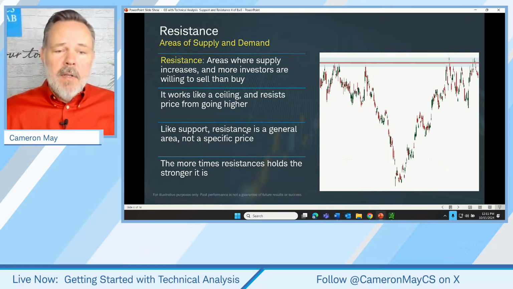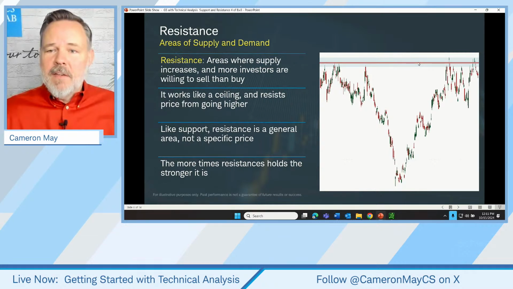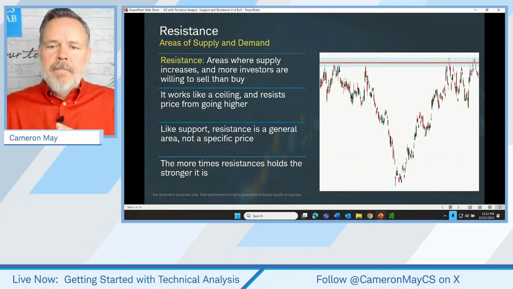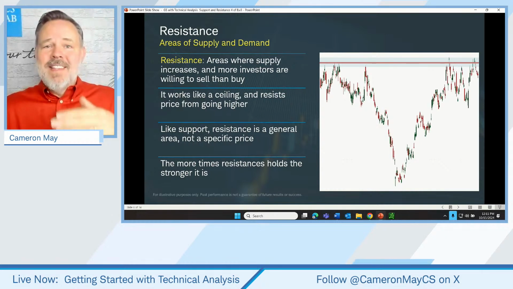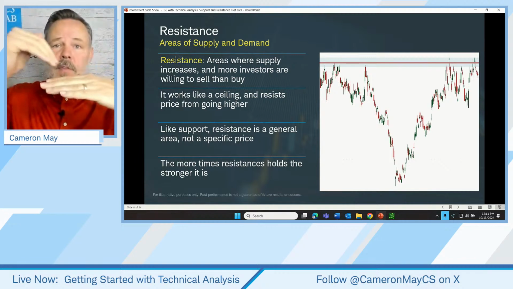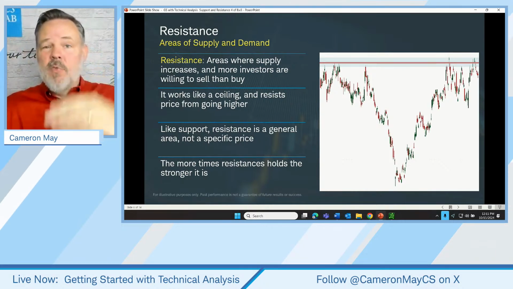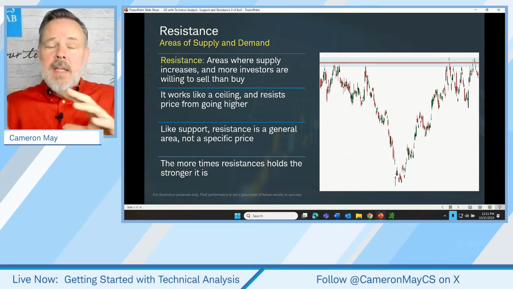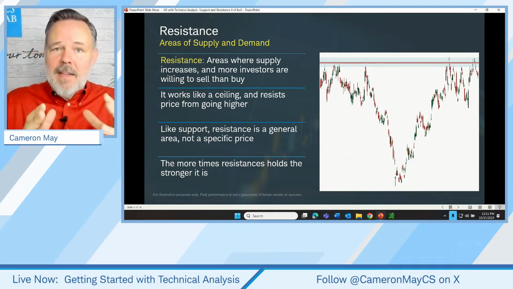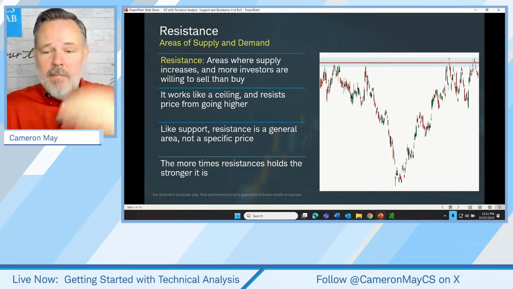Now, like support, resistance is a general area, like this gray area, not a specific price as represented by this red line. And the more times resistance holds, the stronger it is. But just to make this point again, traders sometimes refer to this as resistance because it's as though, as price is attempting to go higher, there's an invisible force resisting that advance in price. What's really happening there? Just an imbalance tilted toward more sellers than buyers. Very likely due to the fact that the price has gotten up to a pretty high level, being attractive for selling.